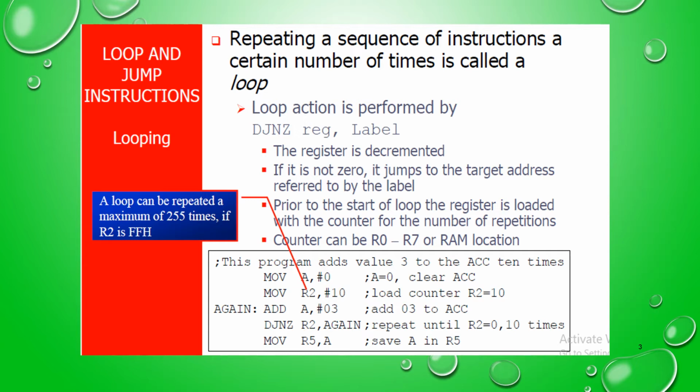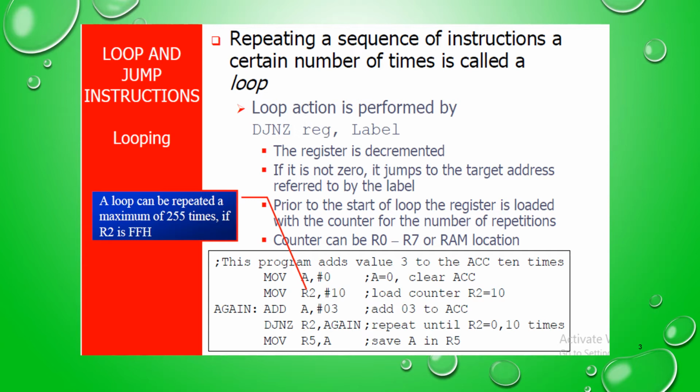Now next instruction is DJNZ R2, again, and again is labeled back to the ADD instruction. What is the meaning? Repeat this same sequence, that is this addition of 3 in the accumulator contents. How many times? That is decided by R2. So R2 is nothing but the counter, and at present R2 is having 10. So meaning is 10 times the same operation is repeated.